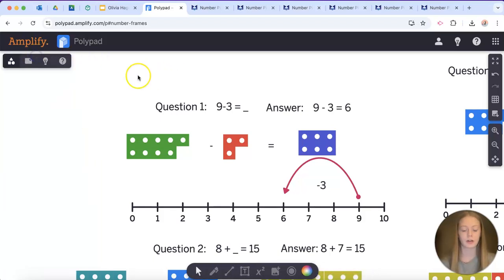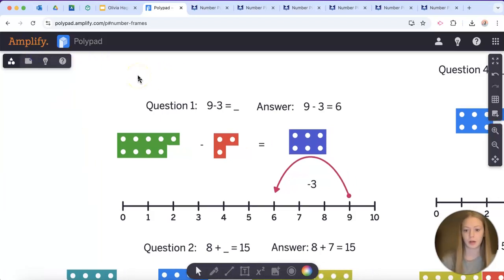For the first question, 9 minus 3 equals what? I counted back. Here is 9 blocks, like a 9 frame, and then I visually counted out. Subtraction means take away, so we're taking away 3. So 9, and you take 3 away, you're left with 6. I also showed how to better visualize this through a number line. You're at 9, and then you go back 3 spaces, and you're at 6.